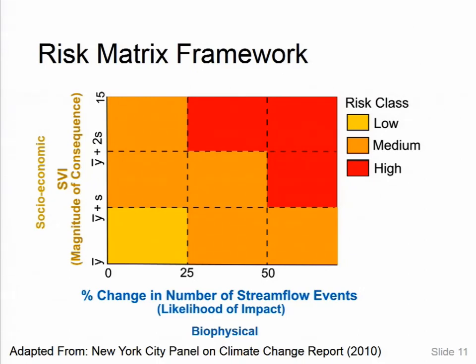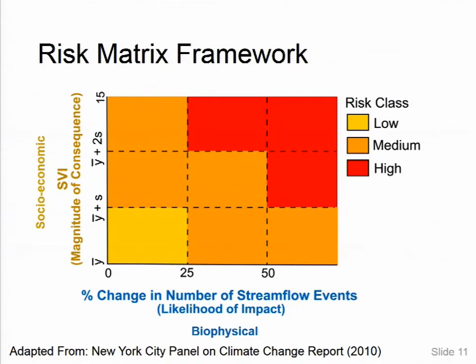And here it defines risk as the product of magnitude of consequence, which we represent using that social vulnerability index, multiplied by this percent change in streamflow events, which represents the likelihood of impact. And so for each subbasin in our watershed, and I'll explain why that's important later, we'll have an X and a Y coordinate, and we can plot it on this matrix, and then we can classify where that subbasin falls and determine risk from that.